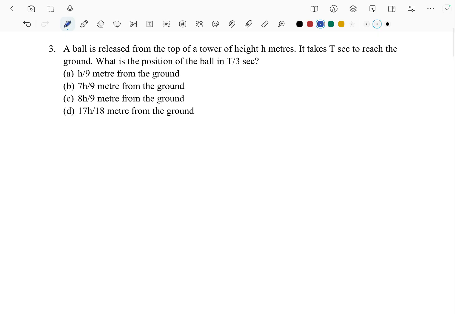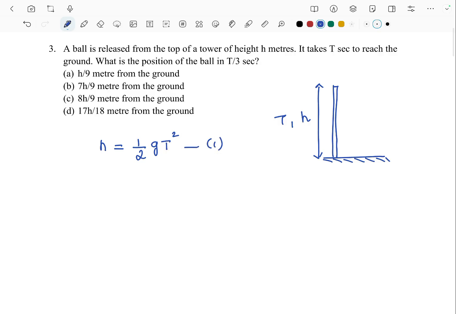So now let's try to find out. From the ground, we have a tower. Tower is of height h. And according to the question, it takes t seconds to reach the ground. Let's find out what is going to be the distance traveled. Suppose it is h, h will be equal to half into g into t square. This is going to be your first equation.